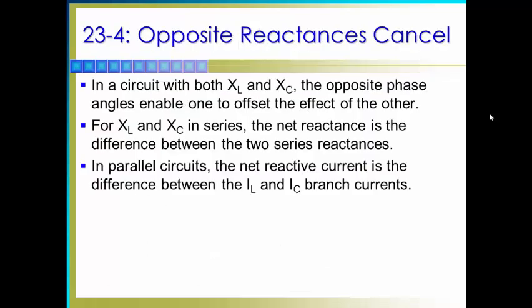So the important note here is that in a circuit that has both X of L and X of C, the opposite phase angles enable one to offset the effect of the other. So for X of L and X of C in series, the net reactance is the difference between the two series reactances. In a parallel circuit, however, the net reactive current is the difference between I of L and I of C, the branch currents.